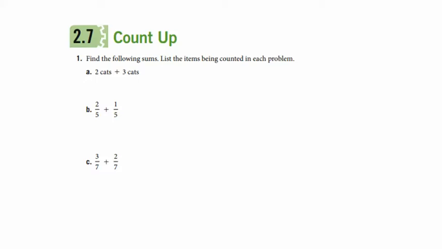In this video, we're going to look at section 2.7. So this is on page 178. All right, find the following sums. List the items being counted in each problem. In other words, what would the label be? I'm just going to give you a second, see if you can do these first three. I think they're pretty straightforward.